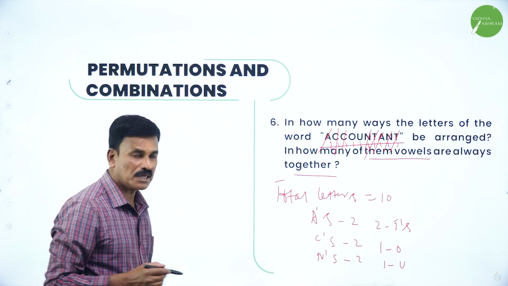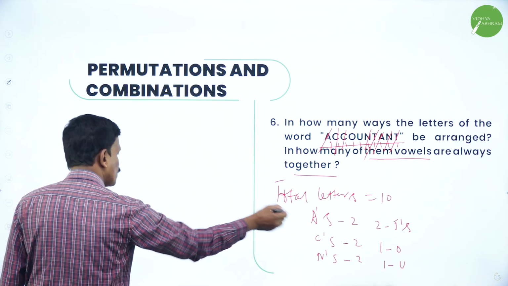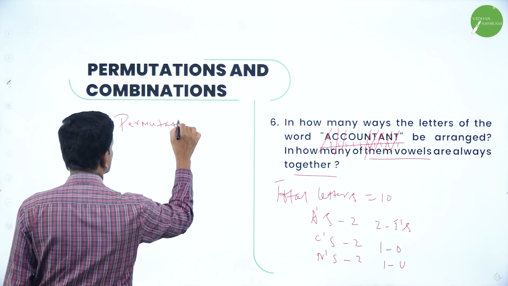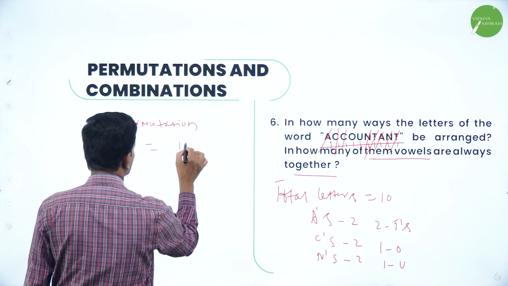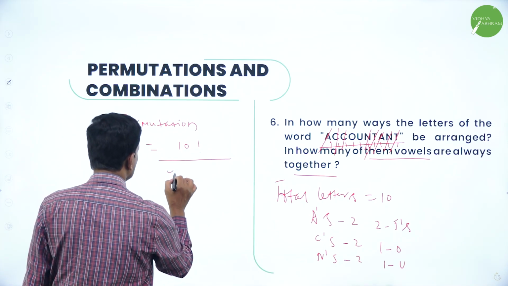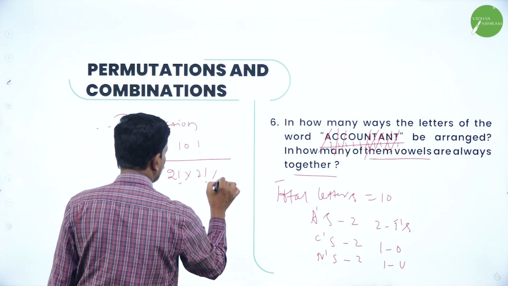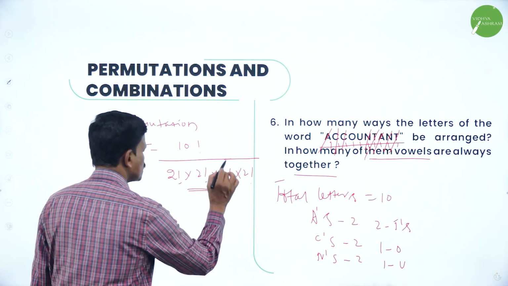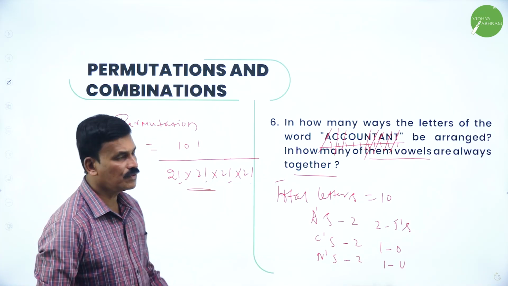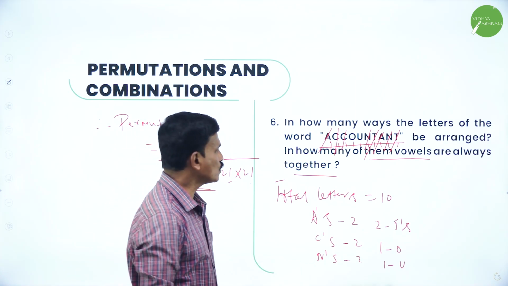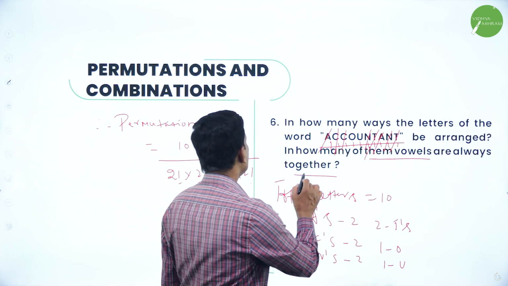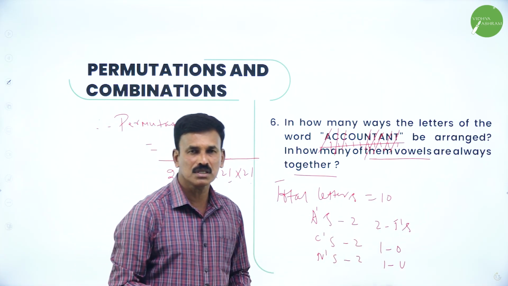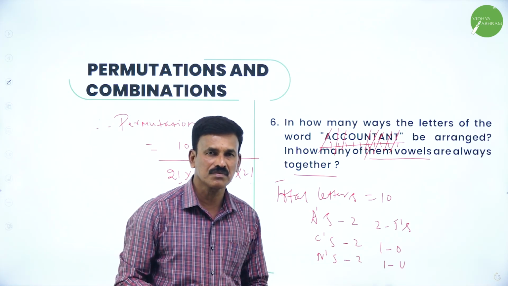Now write down the total permutation with the letters of the word. So therefore the total permutation is equal to 10 factorial divided by 2 factorial into 2 factorial into 2 factorial into 2 factorial into 1 factorial. So this is the total permutations from the letters of the word accountant. Now what is the condition given? How many of them have vowels always together? Find out how many vowels and consonants first.